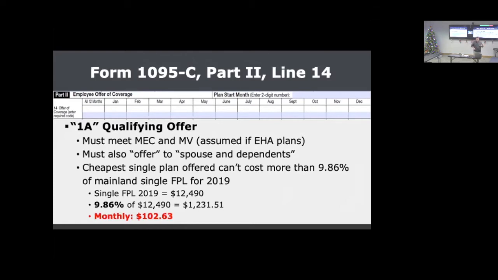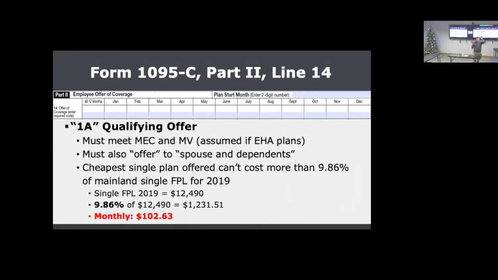So if you have a system that requires the employees to pay nothing toward the cost of the single, you're going to get to use the 1A offer code, right? Unless you made some mistake in saying you can't enroll your spouse and dependents. If you tie it to a percentage or to a strict dollar amount, you might not be able to use the 1A offer code if in any month they had to pay more than $102.63.